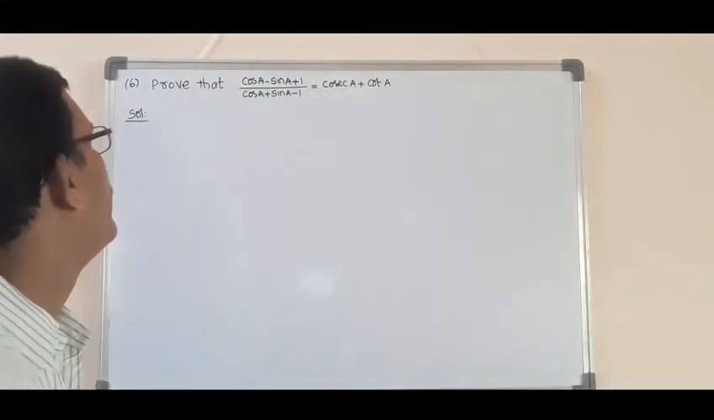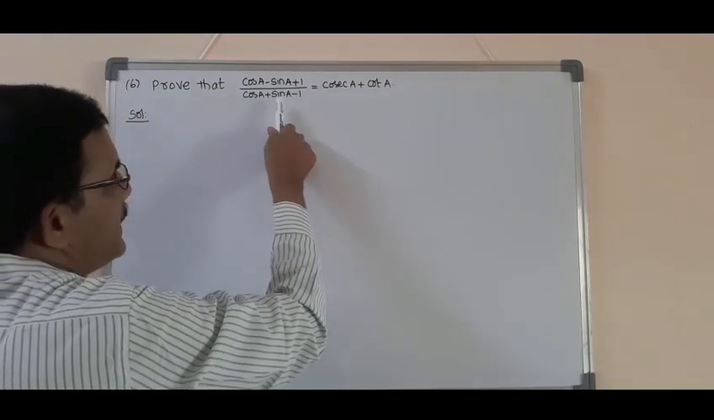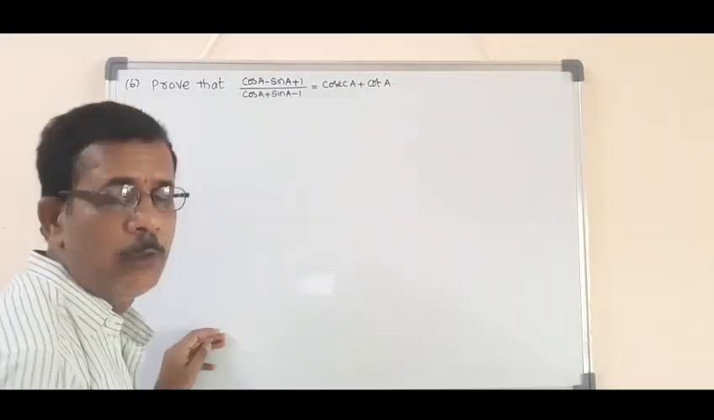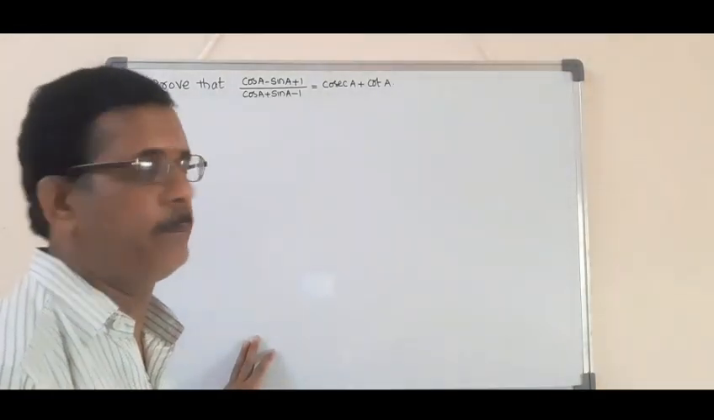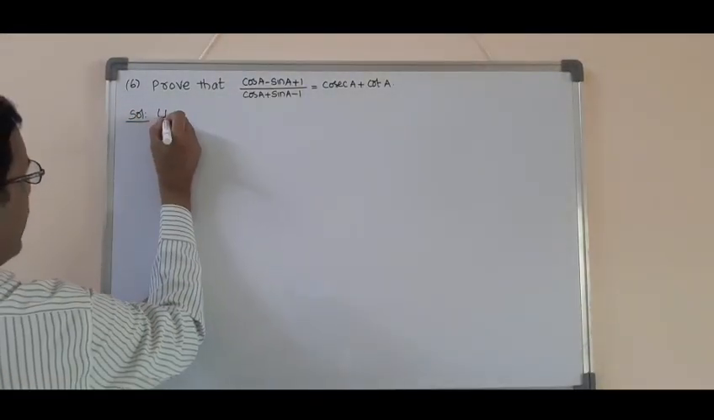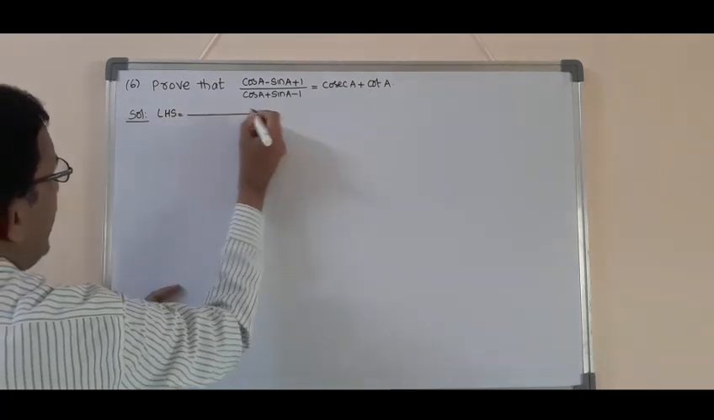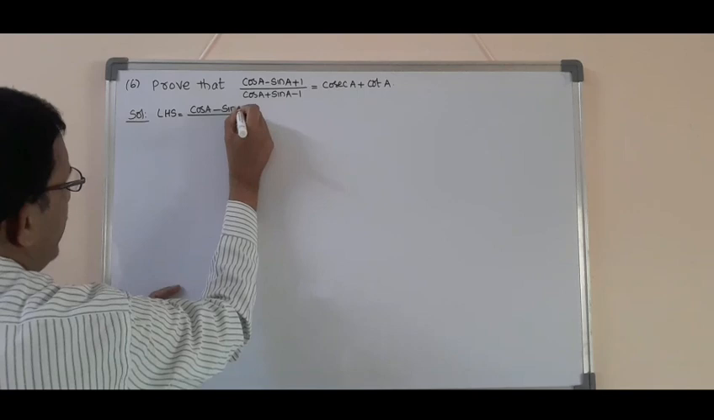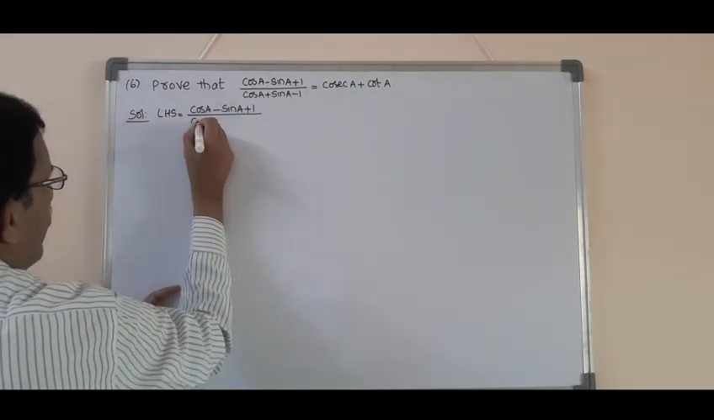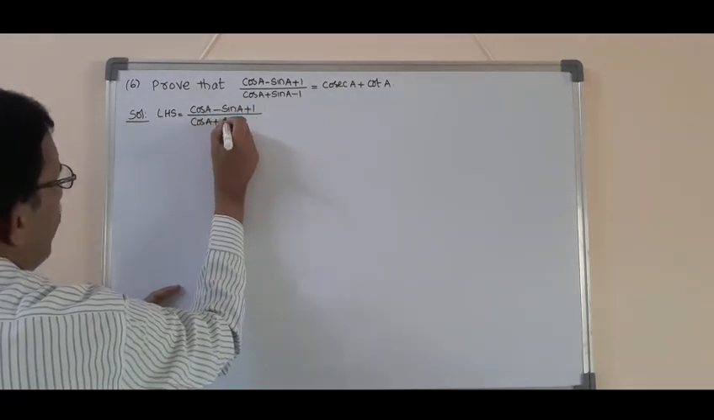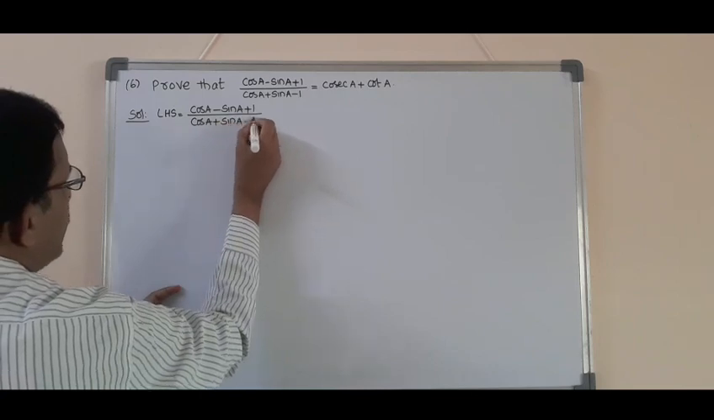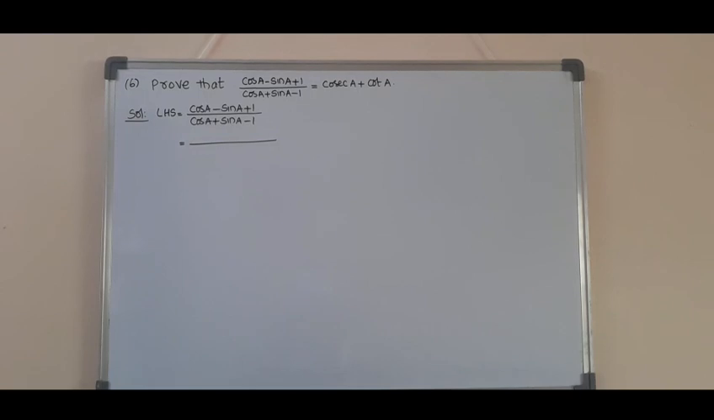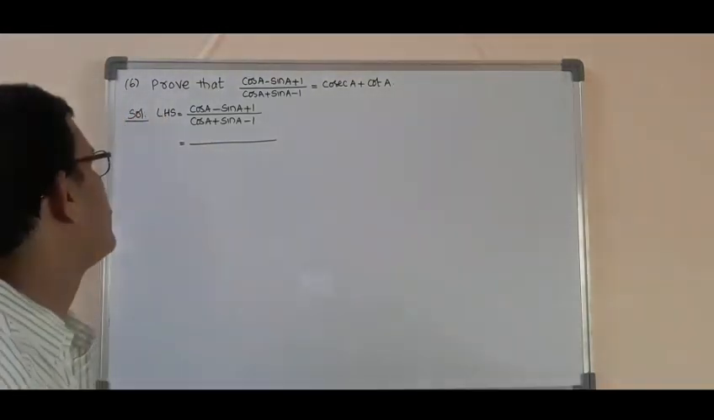Next problem. Prove that cos A minus sin A plus 1 by cos A plus sin A minus 1 is equal to cosec A plus cot A. Here LHS is cos A minus sin A plus 1 by cos A plus sin A minus 1. Now answer is in cosec and cot.